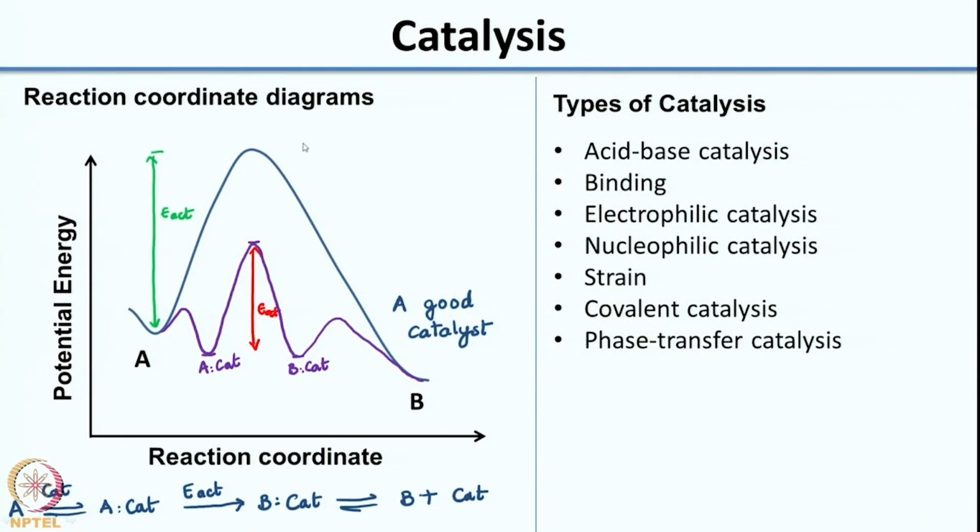To summarize what we have done over the last 2 weeks when we studied catalysis: we looked at reaction coordinate diagrams, where we saw how adding a catalyst helps in lowering the activation energy of a reaction. We also looked at several types of catalysts: acid catalysis, binding, electrophilic, and in this class nucleophilic, strain, covalent catalysis and phase transfer catalysis. Over this entire 8 weeks you have gotten a glimpse of how you can write mechanisms and how you can devise experiments to confirm whether the mechanism you have proposed is correct.